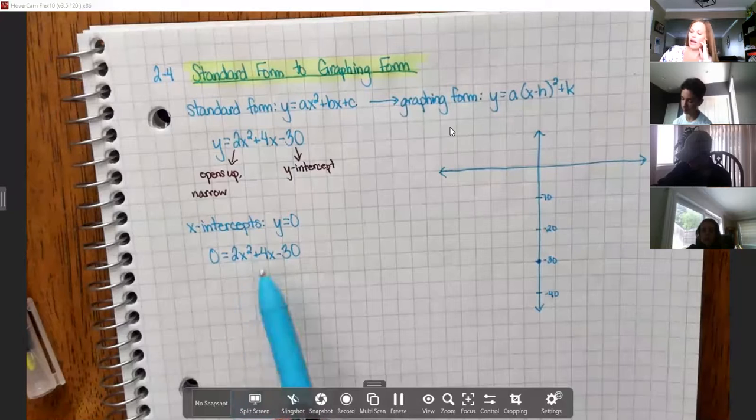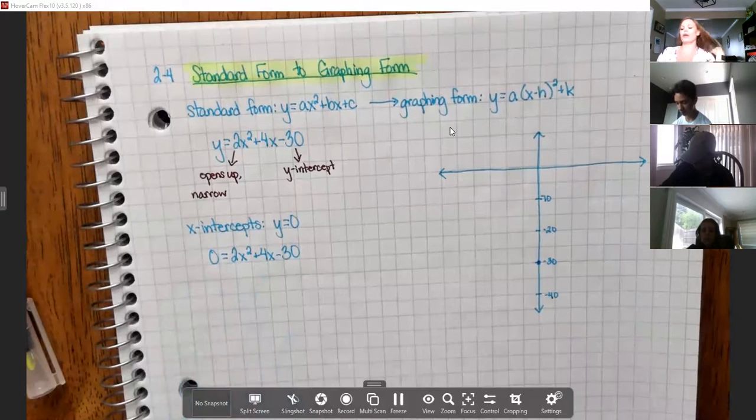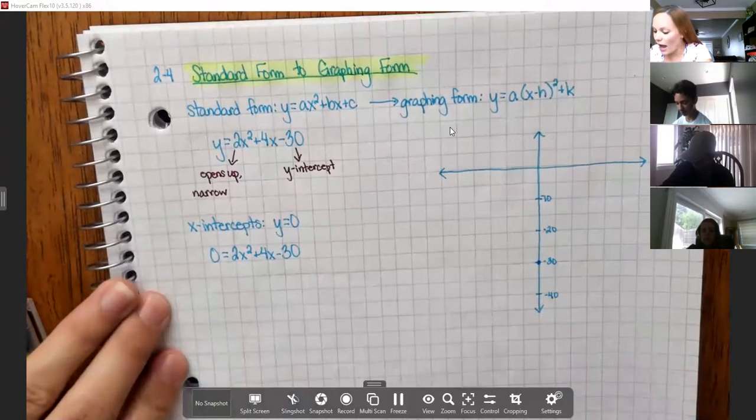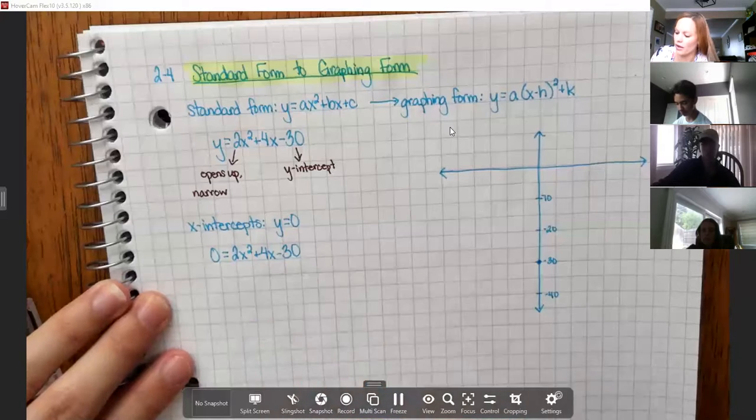To do this, you can either factor, or if you know how to complete the square when a is not 1, you can do that. We'll review it, I think, next Monday, so don't stress about that if you don't remember it. Or you can do the quadratic formula. I'm going to factor this, but if you want to do the quadratic formula, you can.